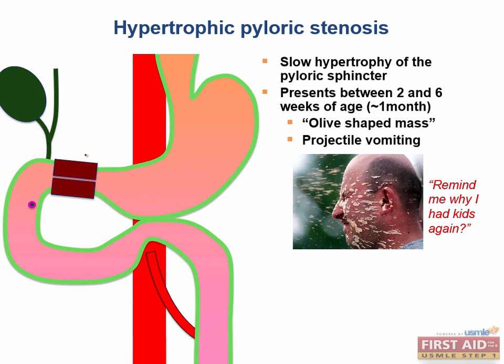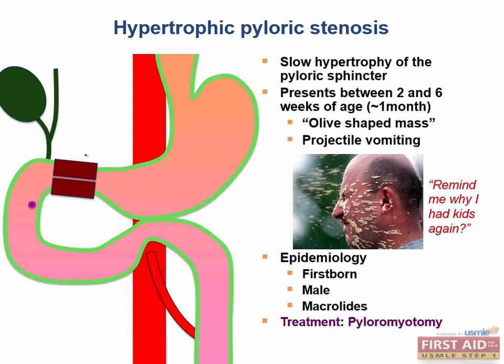Well, nobody really knows what makes the pylorus grow that fast, but there are a few associations that you should be made aware of. Firstborn children and males are more likely to get hypertrophic pyloric stenosis, as well as infants that were given macrolides soon after they were born. So, no macrolides for kids if you can help it. Finally, just like the atresias, the treatment for this condition is surgical, and the operation is specifically called a pyloromyotomy because it's an incision in the pylorus.